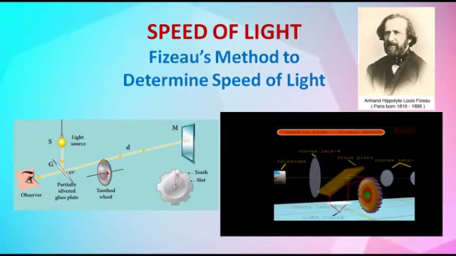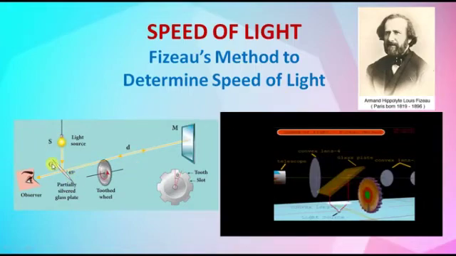It is a very high value. Many scientists did a lot of experiments to determine the speed of the light. The earliest attempt was made by a French scientist, Hippolyte Fizeau. He did the experiment to determine the speed of the light. So first we see the Fizeau method to determine the speed of the light.